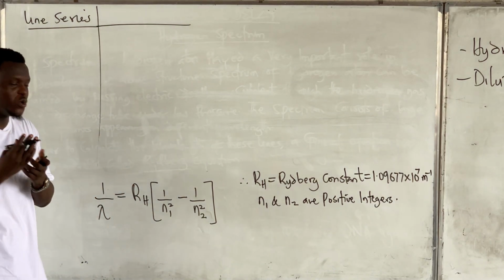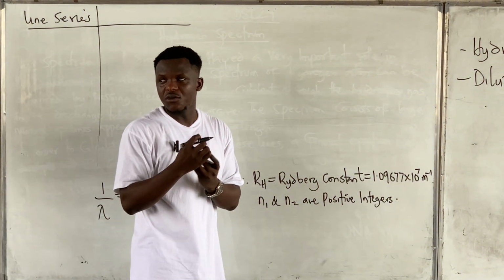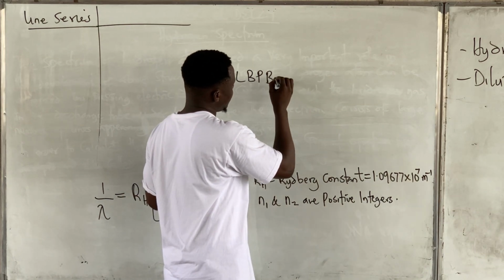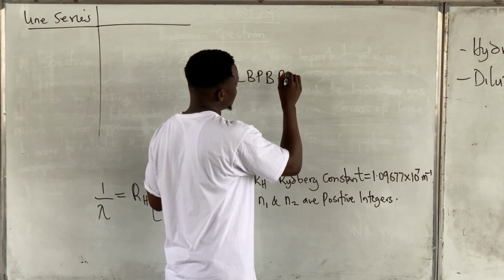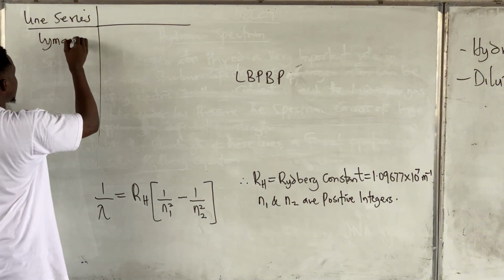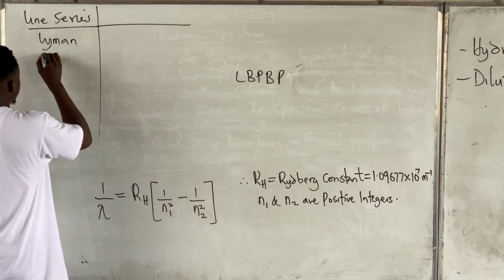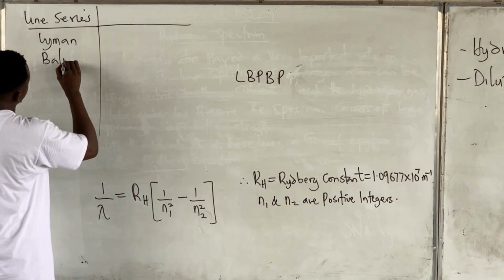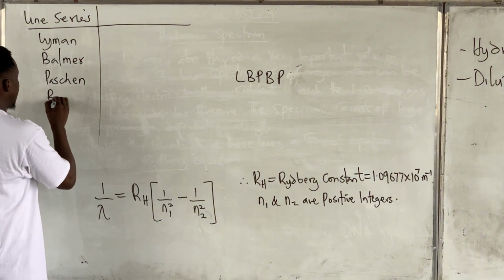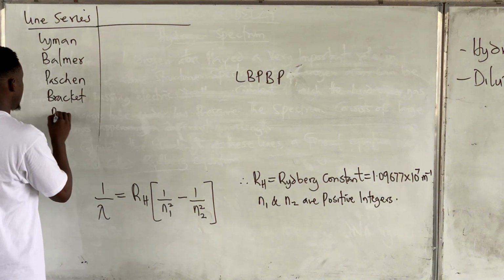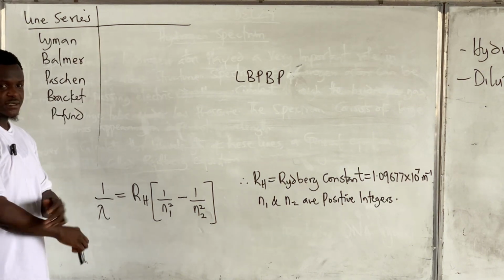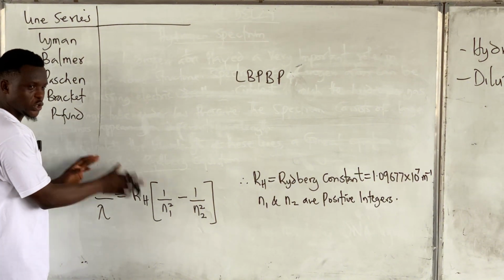When I was in school, there was an acronym I used in remembering all the line series: Low Blood Pressure Brings Pain. So Low is the Lyman series, and then Balmer. Have you seen something like this before? This series of lines is what we need to use to solve this.